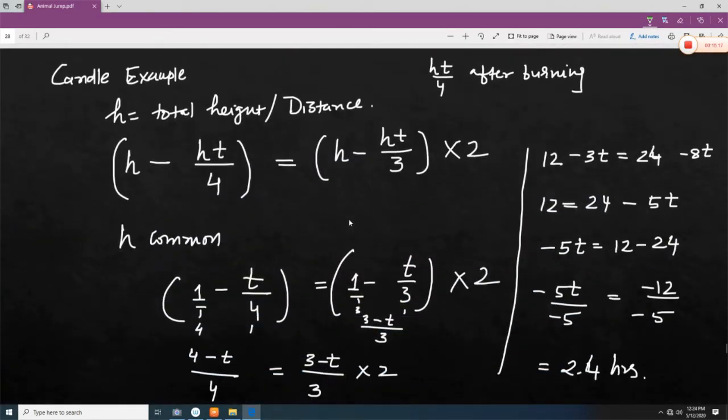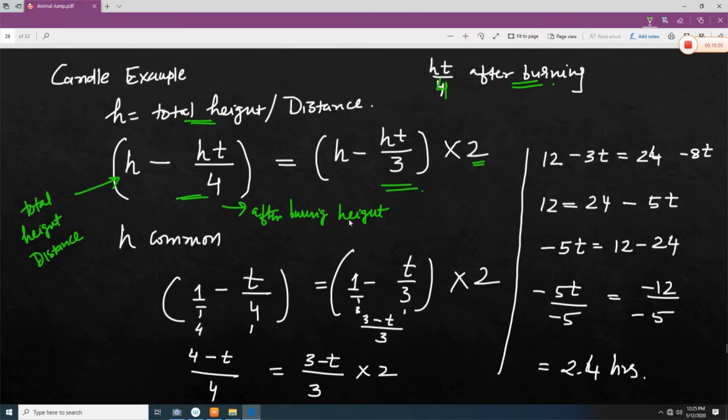So, candle example. H is the total height or distance. So h minus ht divided by 4 is equal to h minus ht divided by 3, multiplied by 2, because it becomes double at one particular time. ht divided by 4 means the after-burning height. This is the after-burning height, and this is the total height or total distance.